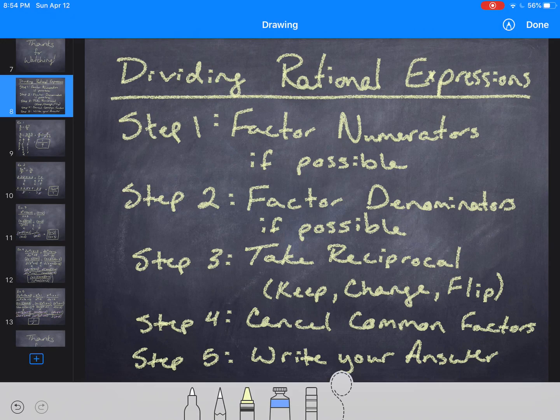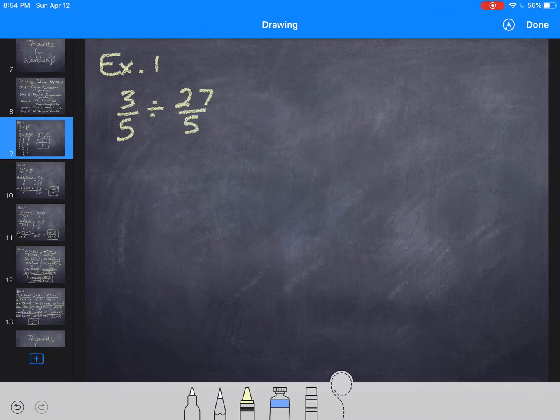Step 4. Cancel common factors. Step 5. Write your answer. You're going to notice that the steps are very similar to multiplying rational expressions. We only have one extra step where we take the reciprocal. Let's take a look at example 1.